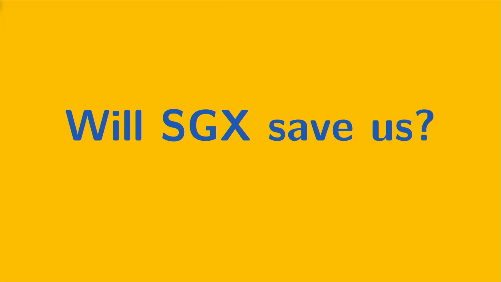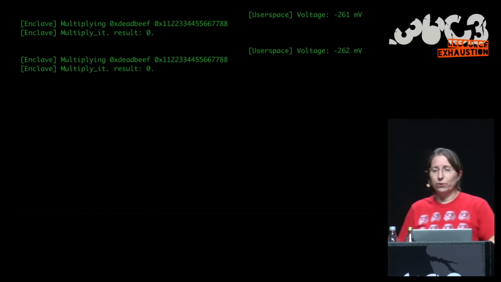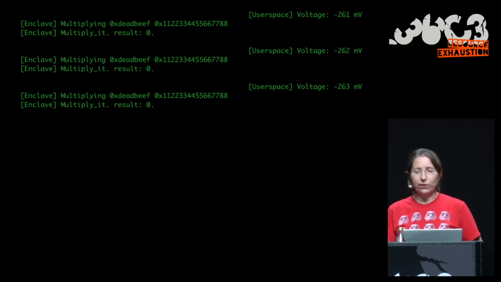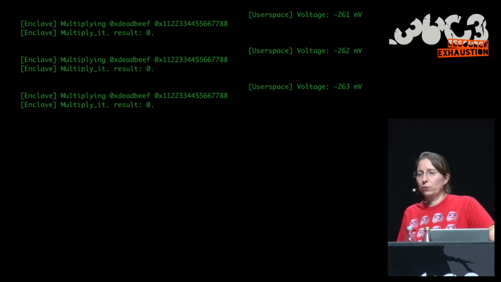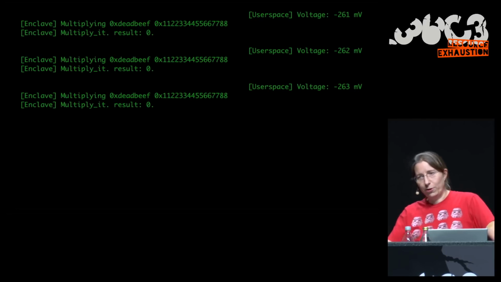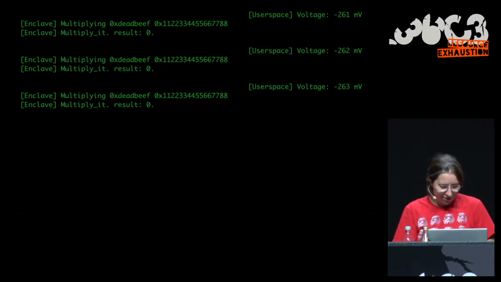So what I want to know is, Rowhammer clearly failed because of the integrity check. Is my attack, where I can flip bits, going to work inside SGX? I don't think so, because they have the integrity protection, right? So what I'm going to do is run the same thing. On the right-hand side is user space, and on the left-hand side is the enclave. As you can see, I'm running it at minus 261 millivolts, no error. Minus 262, no error. Minus 2... Fingers crossed we don't get a kernel panic.